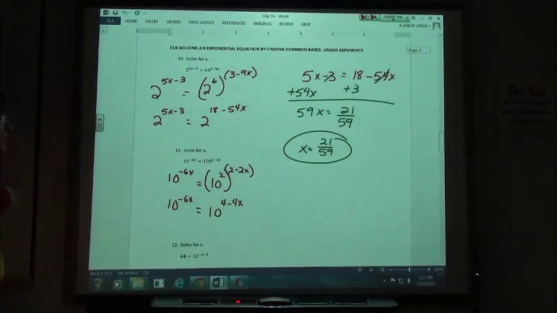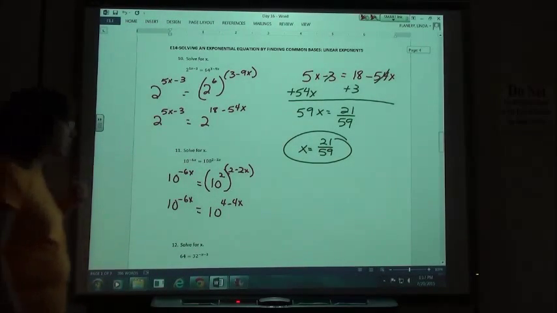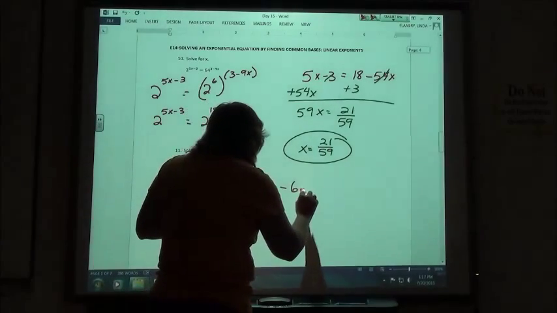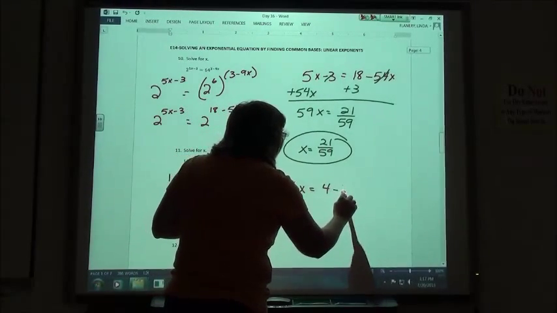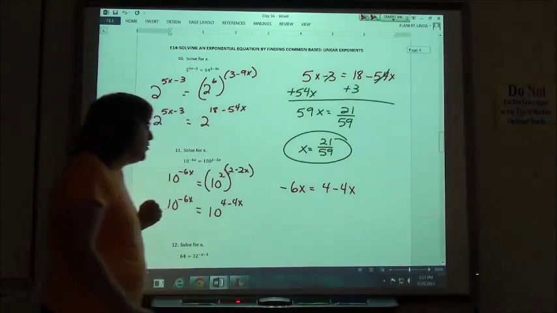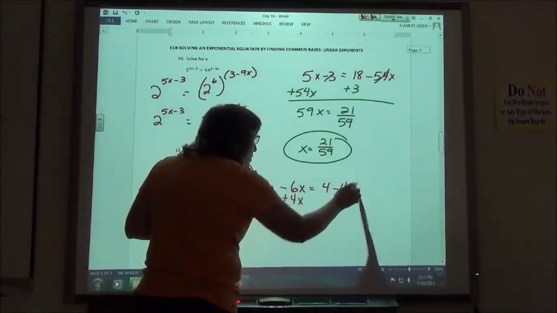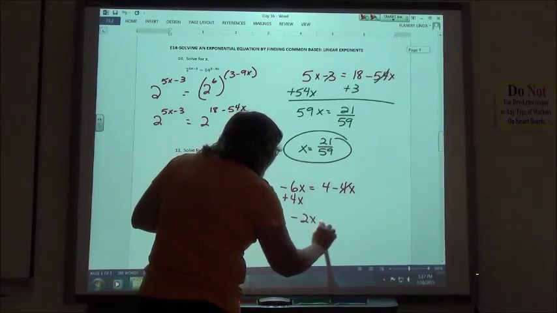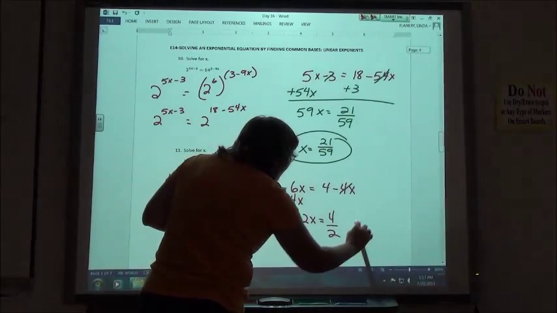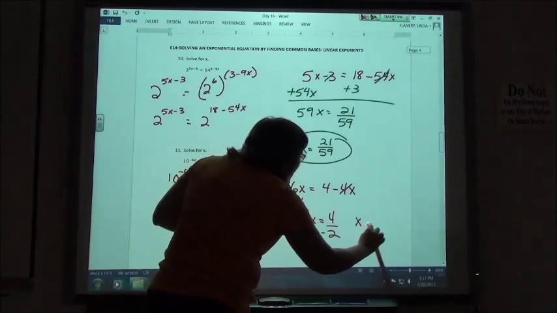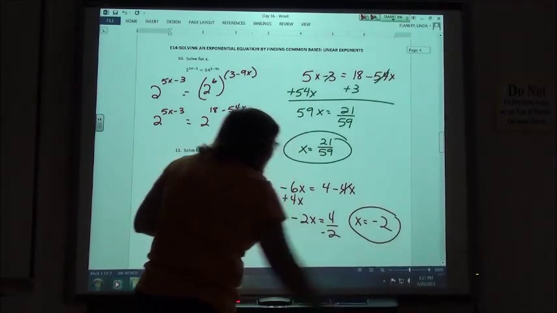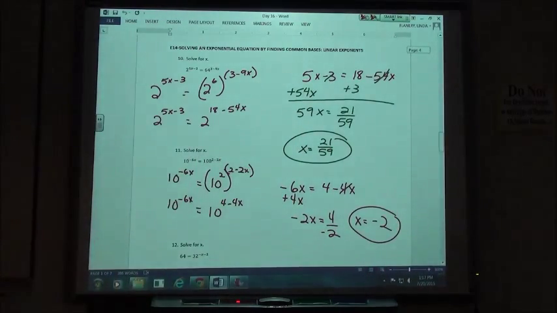Now that my bases are the same, my exponents could be set equal to each other. Negative 6x would equal 4 minus 4x. So solving that, I'll go ahead and add my 4x to move it over. Negative 2x would equal 4. When I divide, x is going to equal negative 2. 4 divided by negative 2 is negative 2.